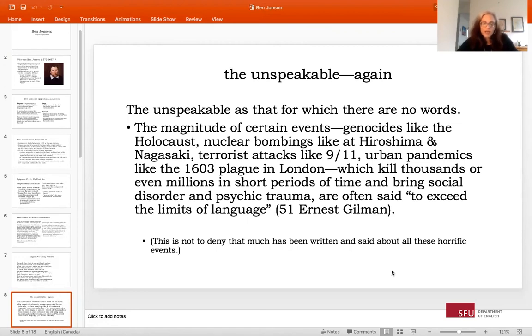But also the magnitude of certain events, genocides like the Holocaust, nuclear bombings like at Hiroshima and Nagasaki, terrorist attacks like 9/11, urban pandemics like the 1603 plague in London, these enormous, horrible events which kill thousands or even millions in short periods of time and bring social disorder and psychic trauma, these kinds of events are often said, to quote Ernest Gilman, to exceed the limits of language.